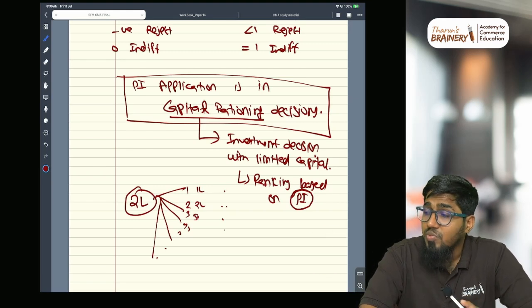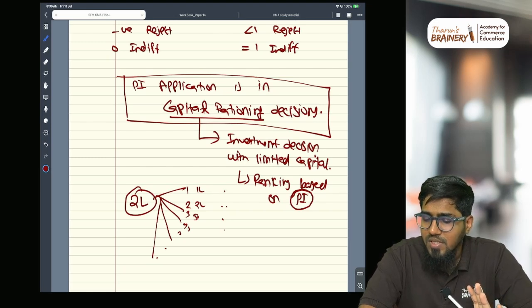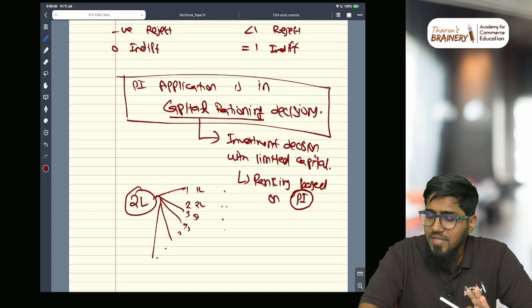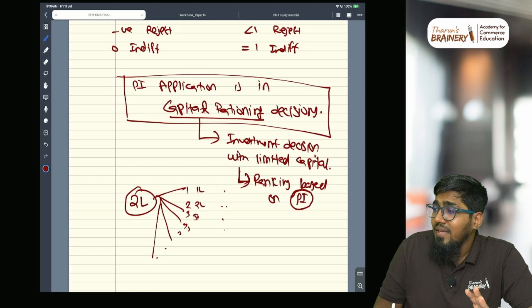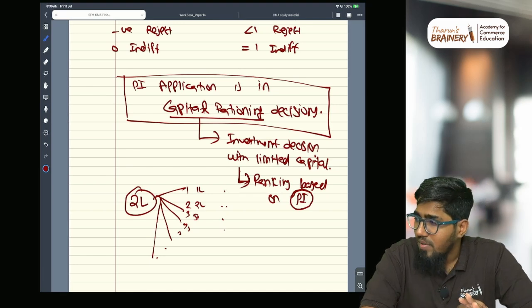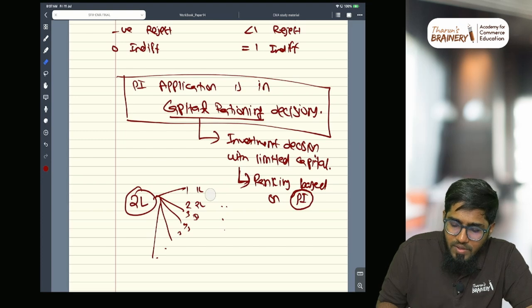So this profitability index is very much useful in capital rationing decisions. What is a capital rationing decision? An investment decision with limited capital, where ranking should be based on the profitability index. This is the clarity that you should be having.